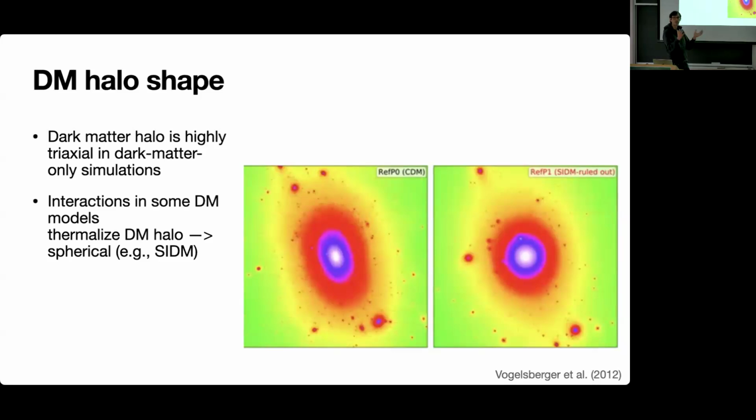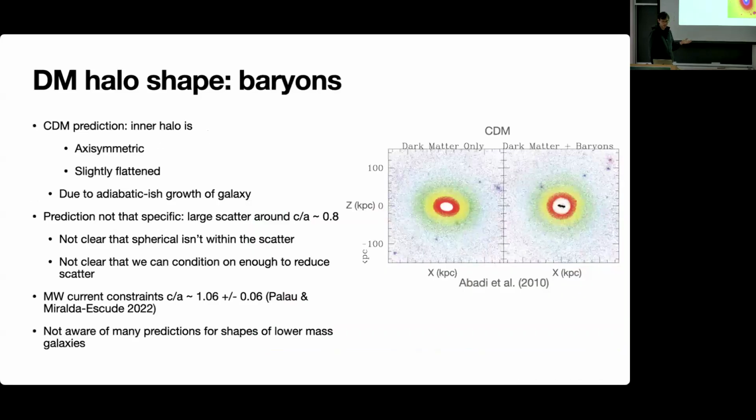And so you should create kind of spherical halos, whereas dark matter only simulations show that they should be very strongly triaxial. Now here again, the baryons are annoying because the CDM prediction, once you actually put in baryons, is that the inner density of the halo actually becomes axisymmetric and slightly flattened. So it shouldn't be quite spherical, but it should be actually very close to spherical. And so that means that, again, there's not very much of a difference between that prediction and the prediction that you get from models like SIDM, where you expect a very spherical halo.